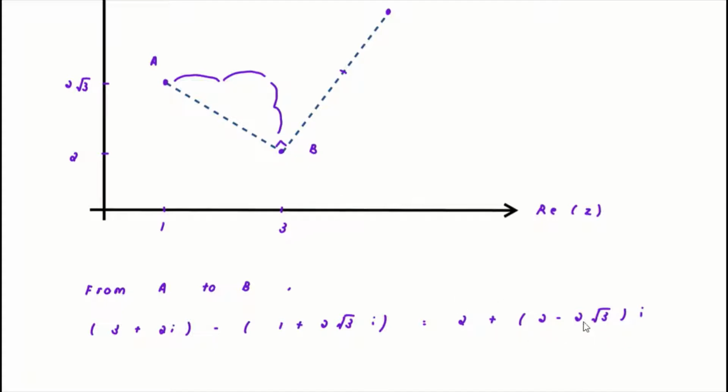If you press this in your calculator, you will get about negative 1.5. So 2 square root 3 is like 3.5, and 2 minus 3.5 is like negative 1.5. So it's like going down 1.5 units. Okay, you get what I mean, right?